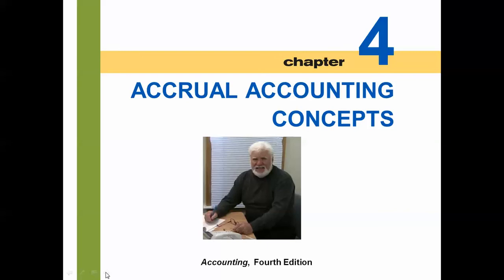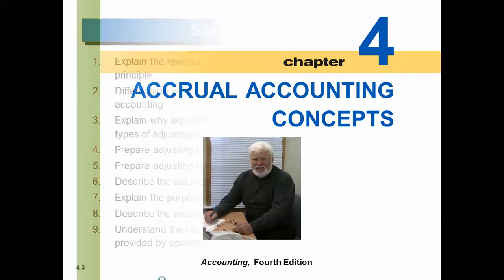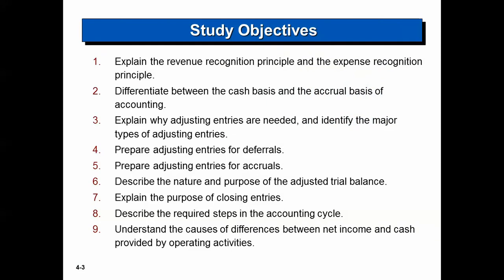Chapter 4, Part 2, the accrual accounting concepts. Now, in this part, after we prepare the adjusting entries for accruals, we're going to describe the nature of an adjusted trial balance, and we're going to carry it through to an income statement, balance sheet, and a statement of retained earnings, and then we're going to close the books.